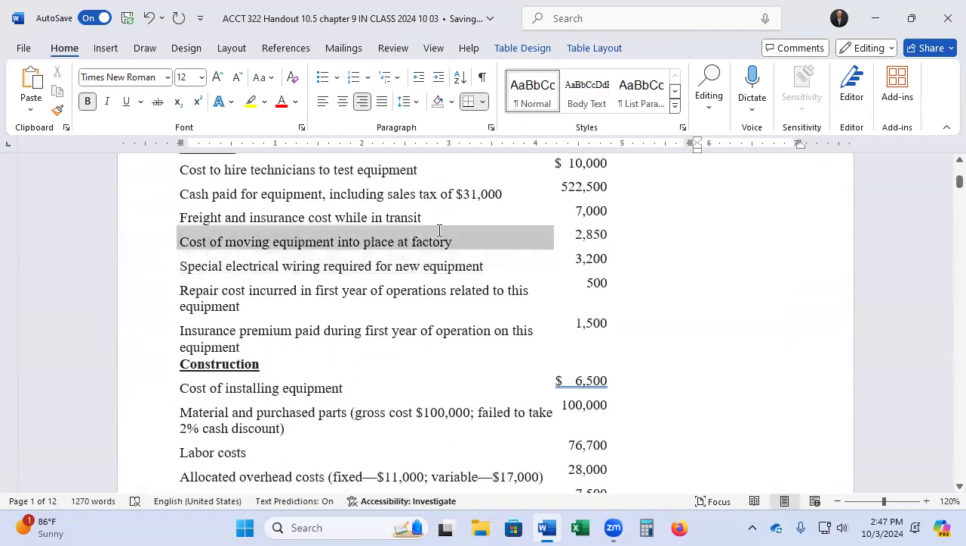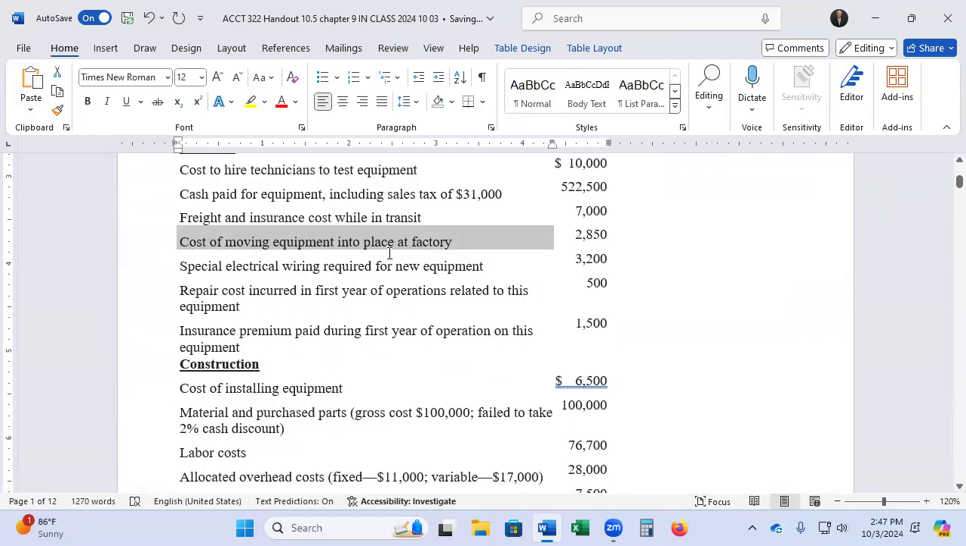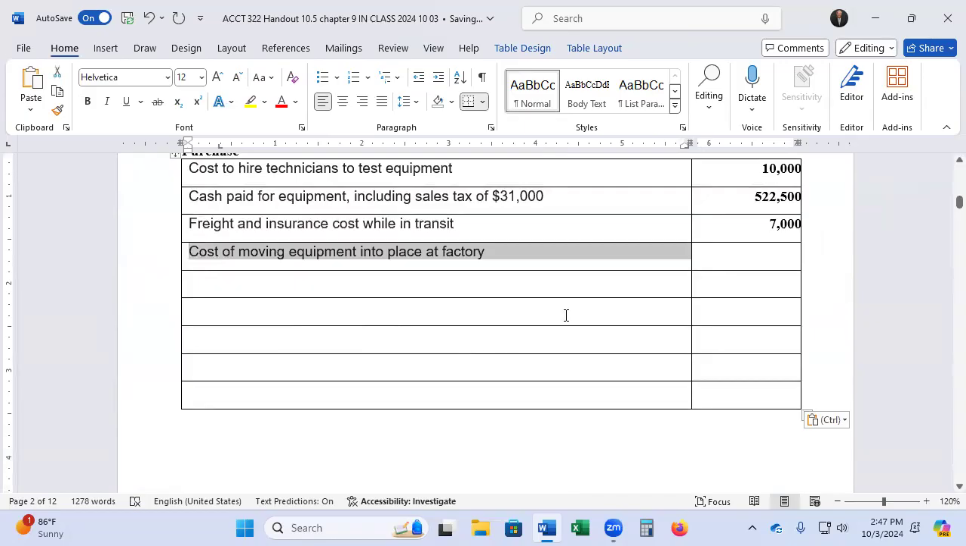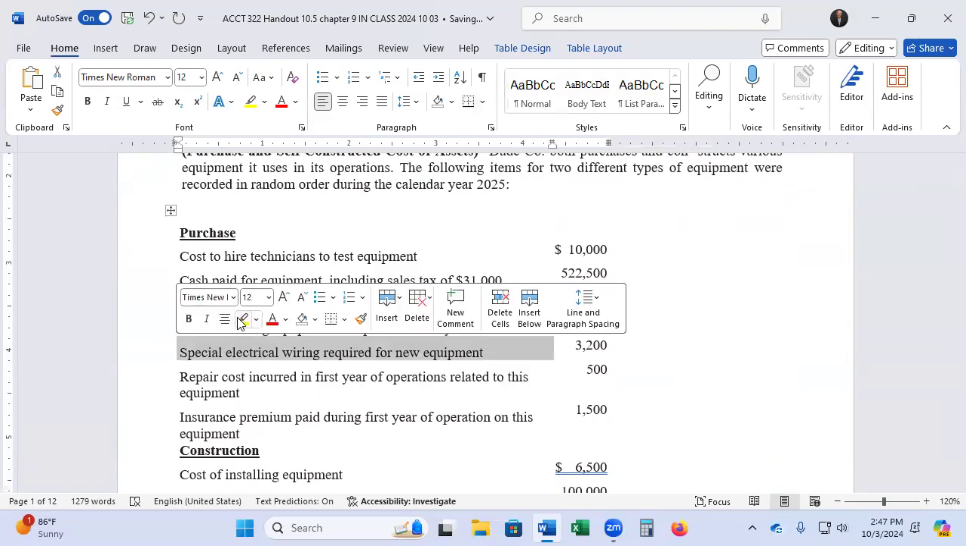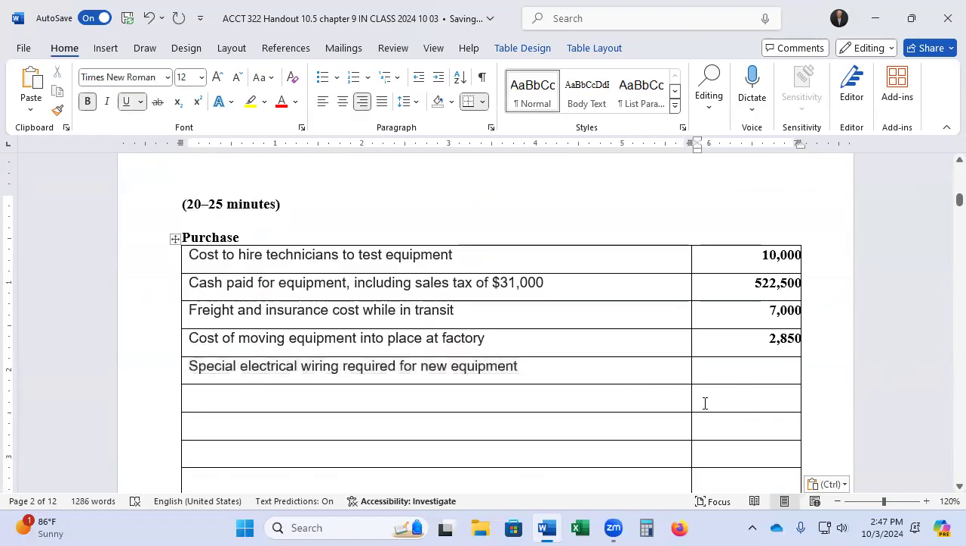Cost of moving equipment into place in the factory. In general, we would assume something like this is necessary, because it's happening beforehand. It doesn't say that they made a mistake or that this is some inefficiency. So this is just normal things that we would need to do to get it ready, and so that's 2,850 capitalized. Special electrical wiring required for the new equipment. This is special, but it is required for the new equipment, so it's going to be included as well. So that's 3,200.